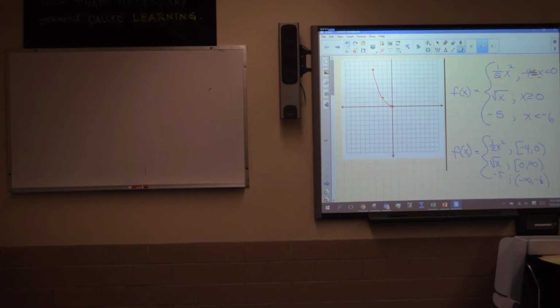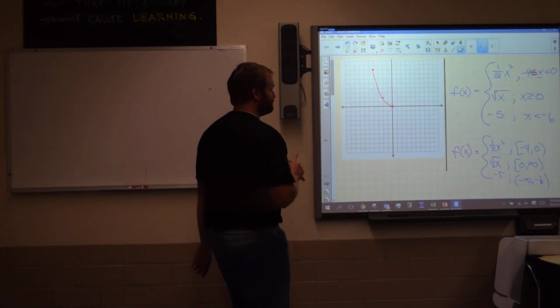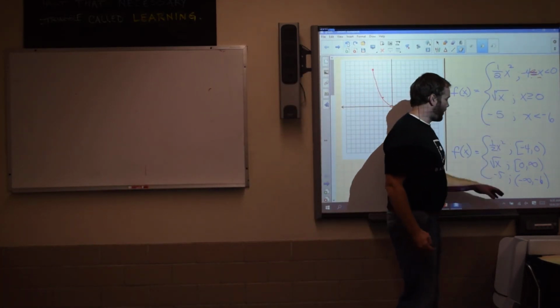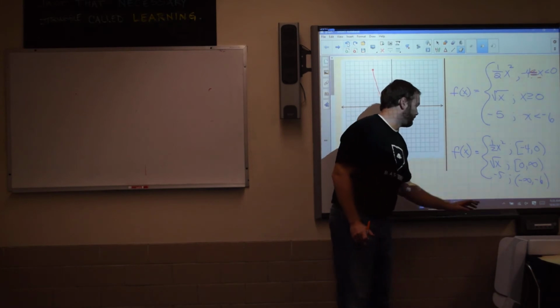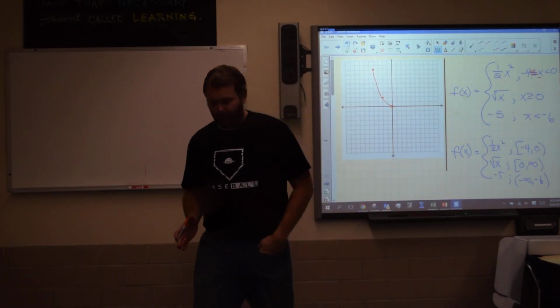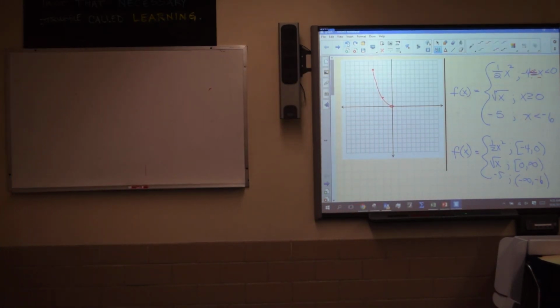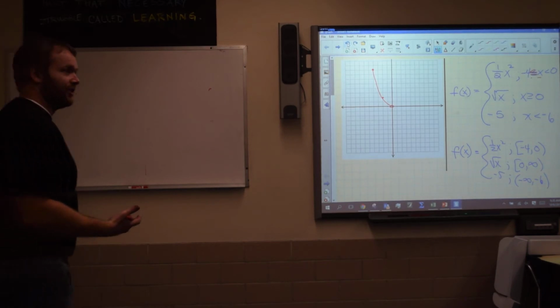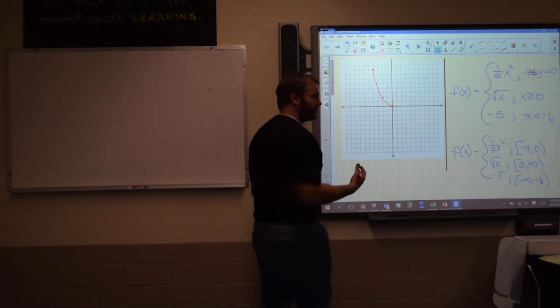The next thing I want to do is look at the square root of x when x is greater than or equal to 0. So, again, I have to use the starting point of that interval. Okay? So the starting point of that interval is 0, right? Can you take the square root of 0?